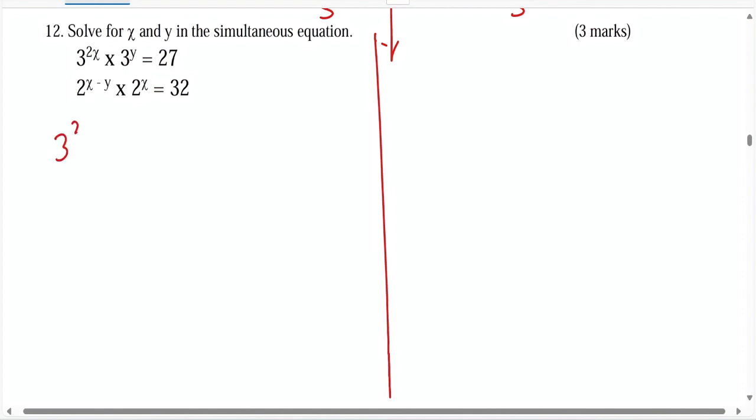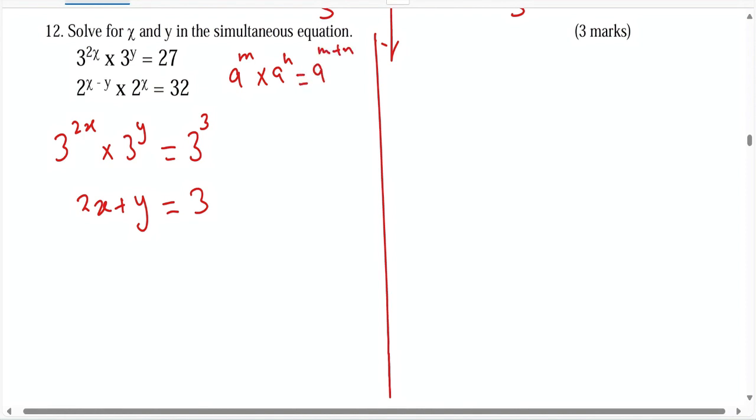So wacha tuanze na hiyo 3 power 2x. Make sure all of them have the same bases. So hiyo 27 utaifanya base 3. So 3 power ngapi itatupa 27? Ni 3 power 3. So if all of them have the same bases, you just equate the powers. Na ikiwa kuna multiplication, what do you do with the powers? You add the powers. So ni 2x plus y equal to 3. Kumbuka a power m times a power n is equal to a power m plus n. Powers huwa zinaadd. Hiyo ni equation 1. Tuende kwa nyingine.